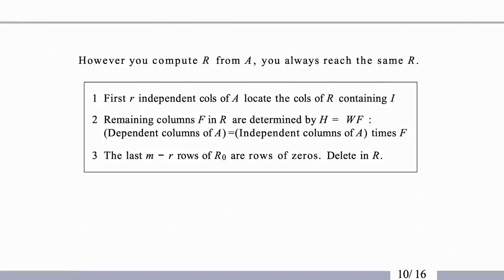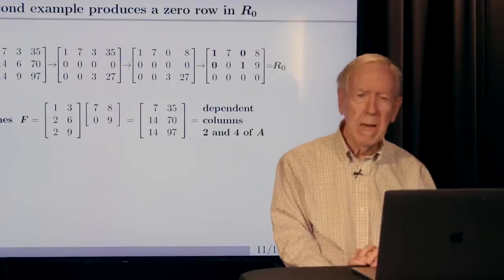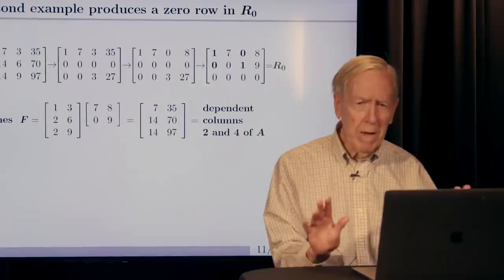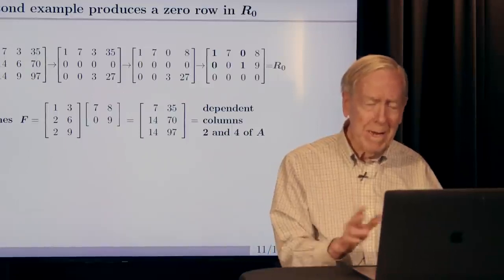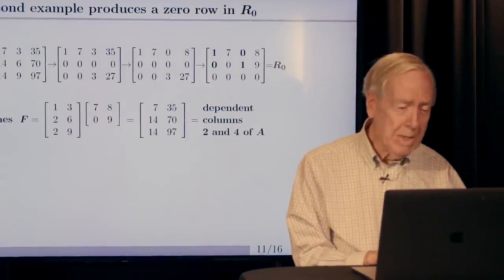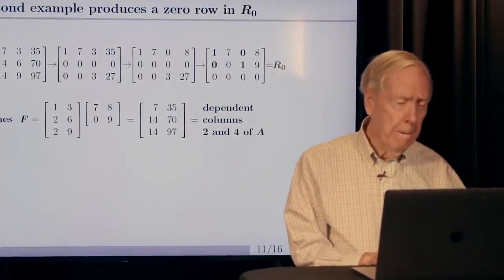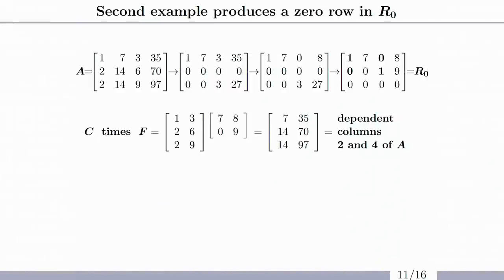That's elimination. Okay, and here's the second example. So we're moving along. You've got to pay attention, because there are only two examples, and then we put the ideas together. Here's an example of a matrix A with numbers as big as 97. I don't know how I got there.